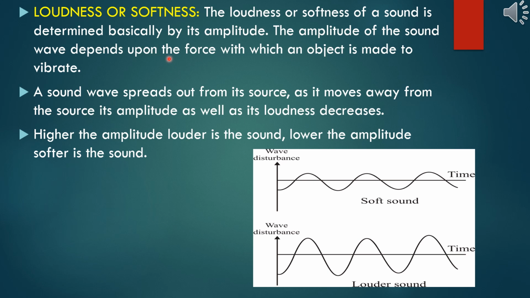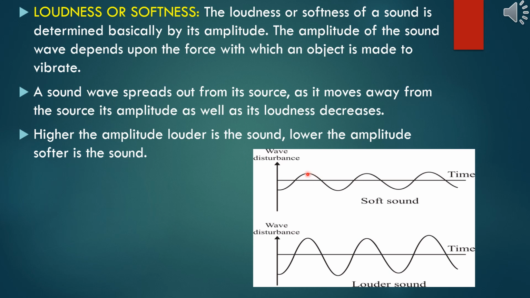The next characteristic is loudness or softness. Let us understand the meaning of loudness and softness. The loudness or softness of a sound is determined basically by its amplitude. The amplitude of the sound wave depends upon the force with which an object is made to vibrate. And a sound wave spreads out from its source. As it moves away from the source, its amplitude as well as its loudness decreases. Higher the amplitude, louder is the sound. Lower the amplitude, softer is the sound.